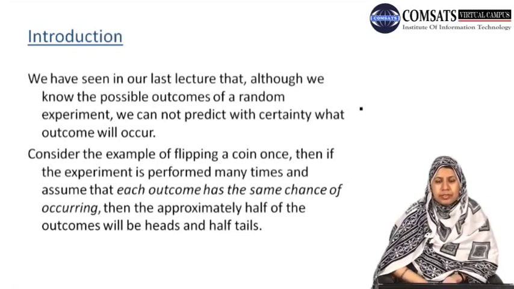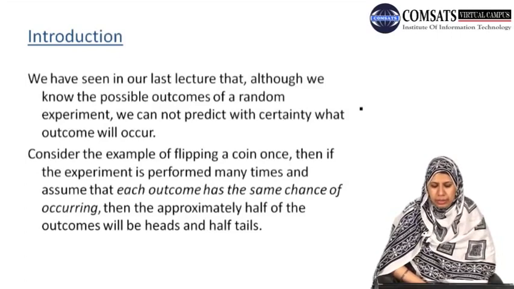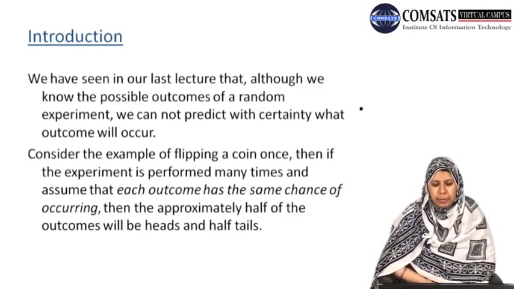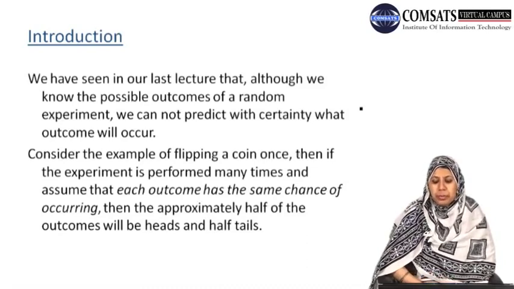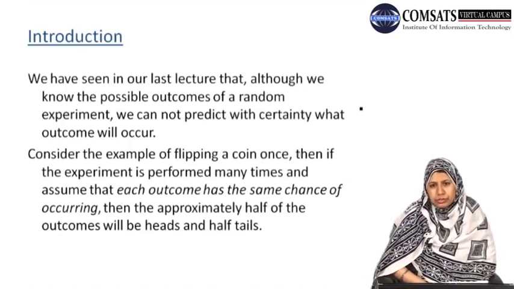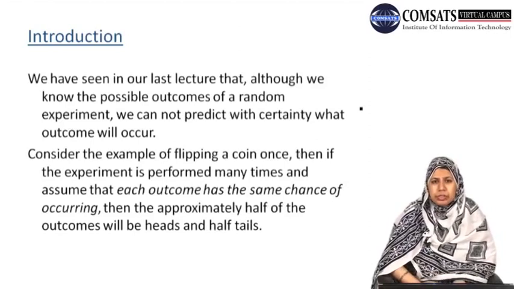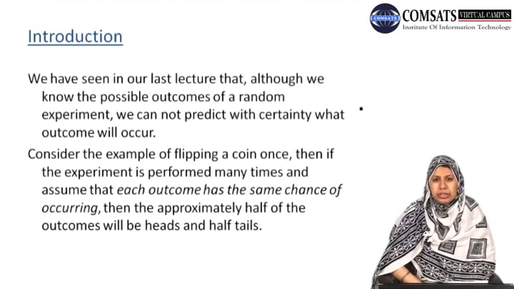In this simple experiment of flipping a coin once, we know the set of possible outcomes, but we cannot say with certainty which outcome will occur, that is we will obtain a head or we will obtain a tail. But if we continue our experiment, that is in the case of a long run experiment, or we perform our experiment many times with the condition that each outcome has the same chance of occurring, which means that our coin is fair, it is not tilted, then we say that approximately half of the outcomes by performing an experiment many times will be heads and half of the outcomes will be tails.